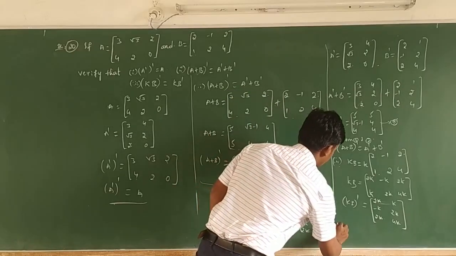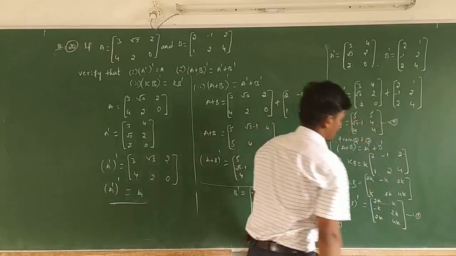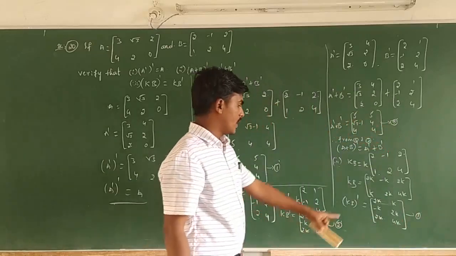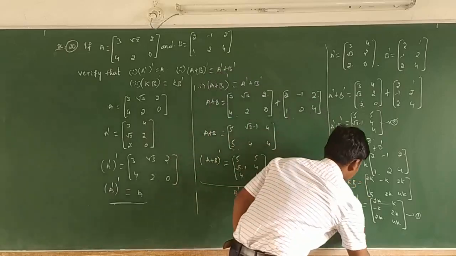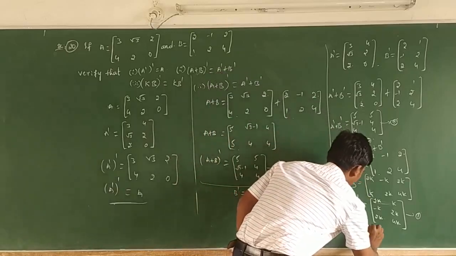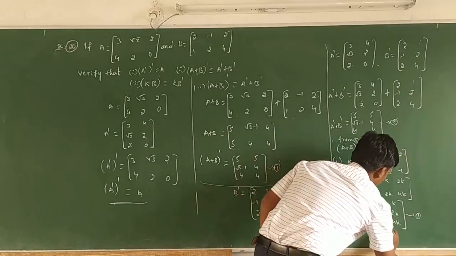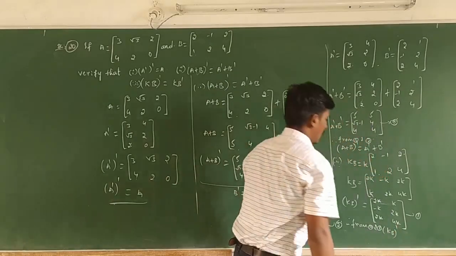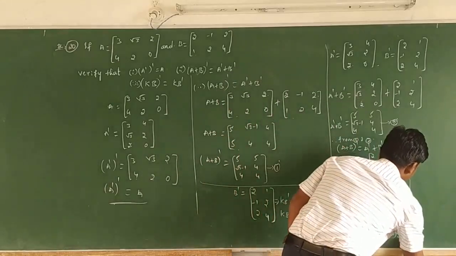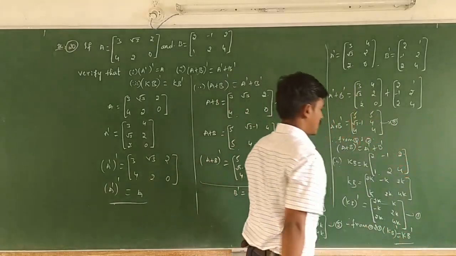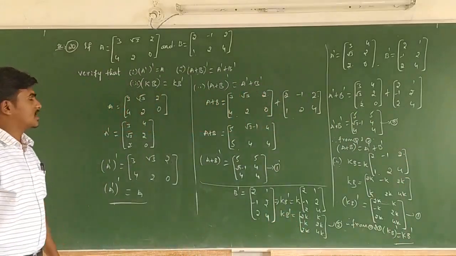Here comes equation 2 and this is equation 1. Compare 1 and 2. Comparing both, they are the same. So from 1 and 2, what do we write? Transpose of KB is equal to K into transpose of B. These are the proofs of the given problem. Next problem.